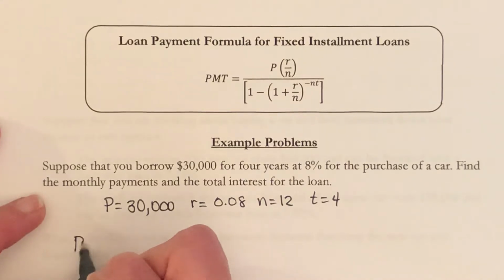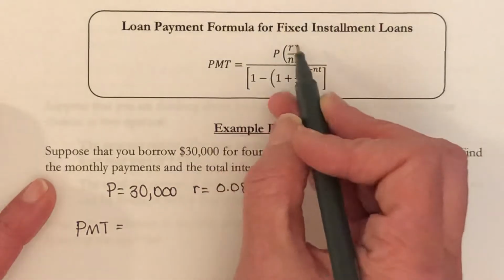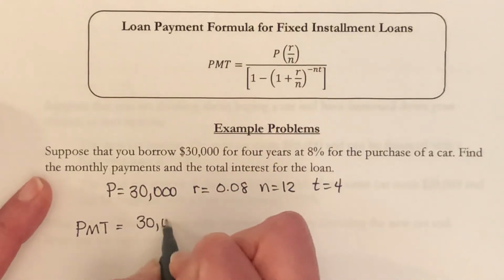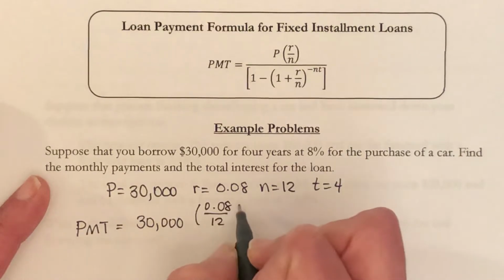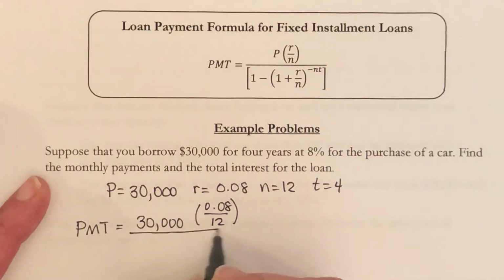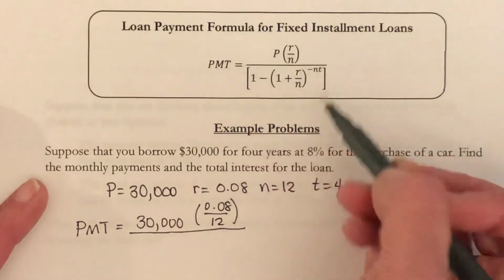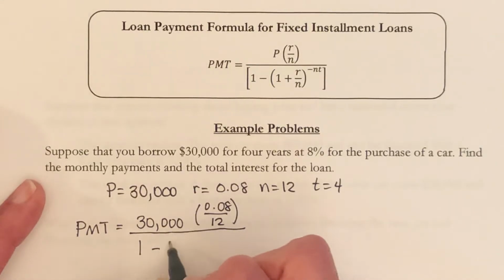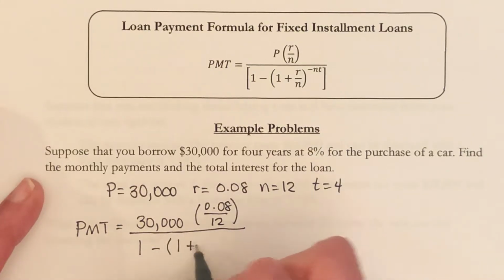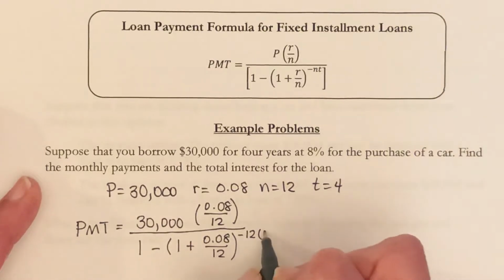Okay, so payment is equal to P times R over N, so 30,000 times 0.08 over 12, over 1 minus, 1 plus 0.08 over 12. These outer brackets don't really need to be there. They've put them there to make it clear that the whole thing is under the fraction bar. But if you can keep that straight, you don't need those brackets on the outside. To the negative 12 times 4.